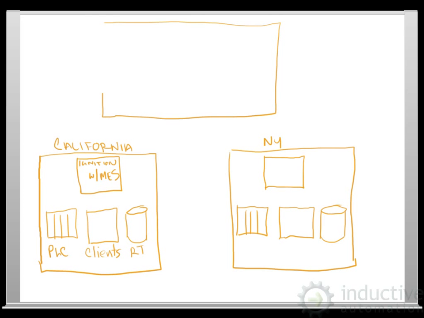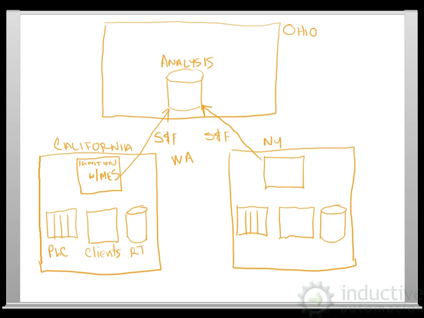And then let's say that we're in another state, let's call it Ohio. Let's say corporate is in Ohio. And in corporate we have a corporate data center, and we can put our analysis database in the corporate data center. And each of these will write to that corporate database. And that goes through store and forward over a WAN.